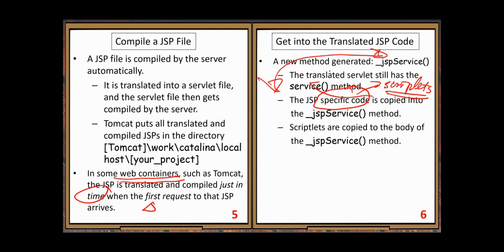Scriptlets are copied. So now you know, JSP scriptlets, because it is one type of JSP specific code. This type is copied into the body of the underscore JSP service method. Why is it important? Why the scriptlet code is copied inside this method is important. Here I just give you some partial information. Later we will learn the concept.